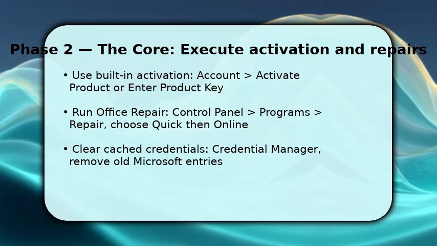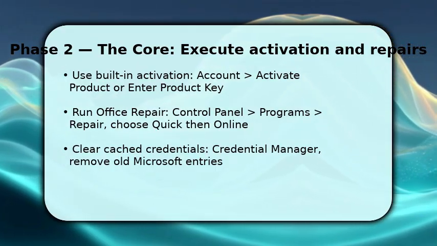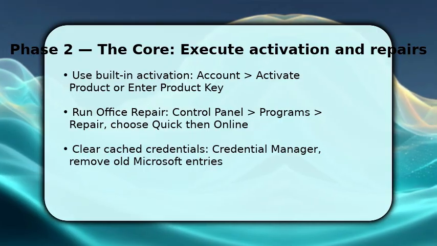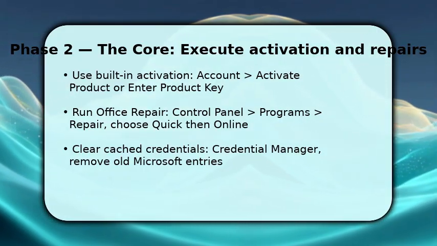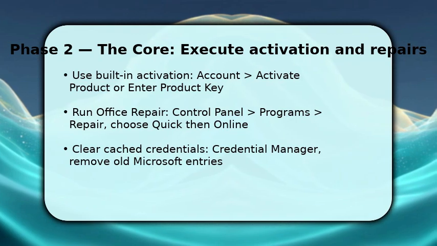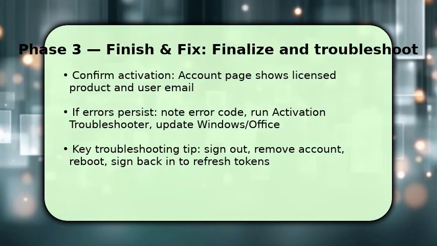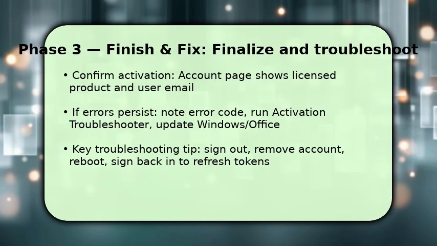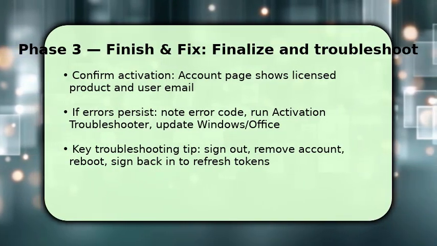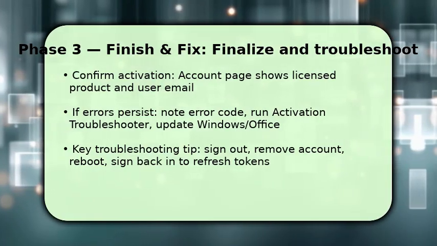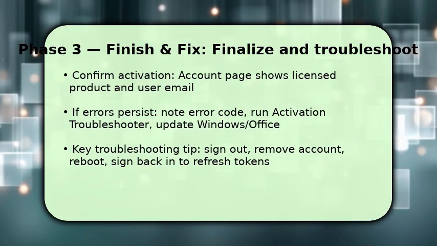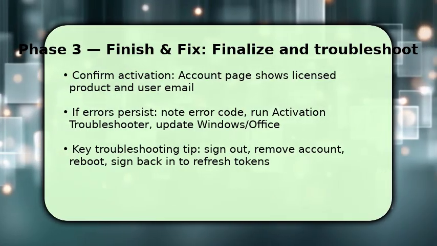Also clear cached Windows credentials in Credential Manager to remove stale tokens that block authentication. Once the repair completes, sign back into Word and allow a minute for the license to sync before testing a document. Finish by verifying the account page shows a licensed product and the correct user email. That confirms success.